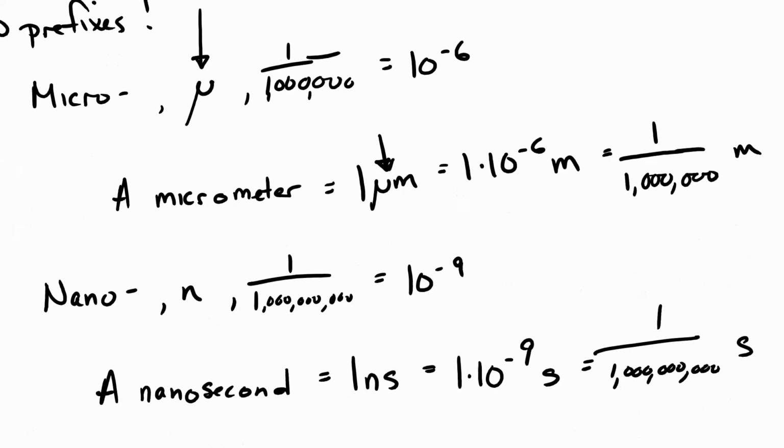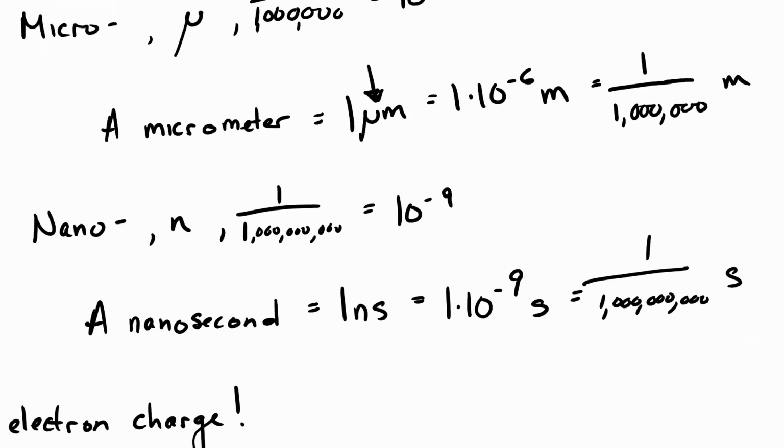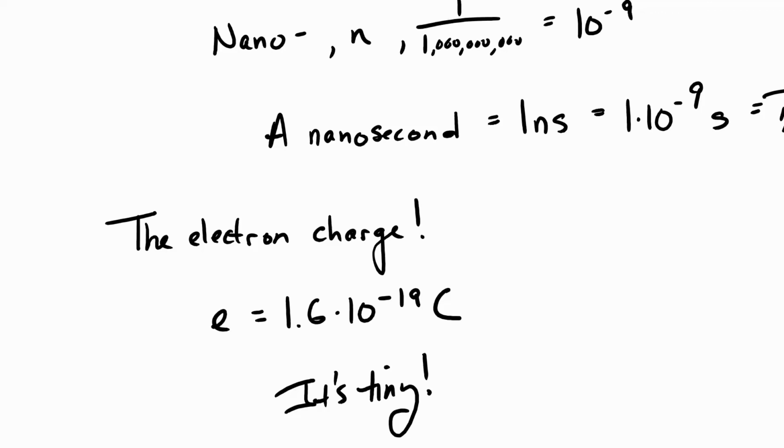And then nano, abbreviated with a small lowercase n, 1/1,000,000,000th of something, 10 to the negative 9. A nanosecond then is 1/1,000,000,000th of a second, 10 to the negative 9 seconds. And lastly, the electron charge, not the electric charge. So this is an interesting thing. It turns out every charge is built up of integer multiples of the electron charge. We call this the quantum of charge.